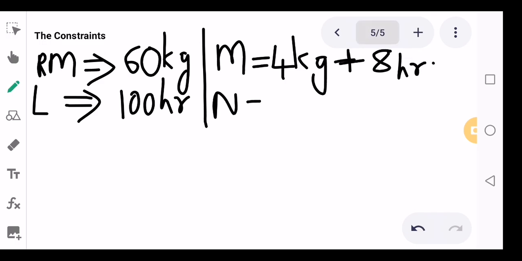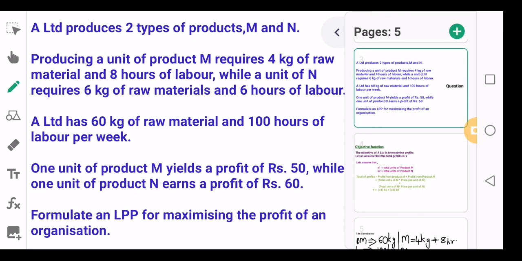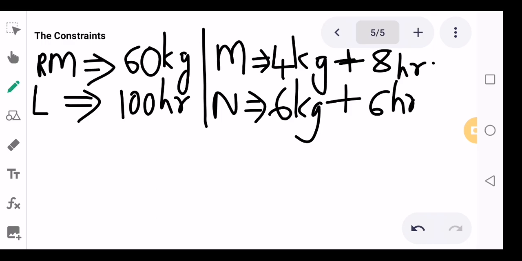And to produce N, I'm just roughly writing, not an equation. For N, you require 6 kg of raw material plus 6 hours of labor. This is what you require.